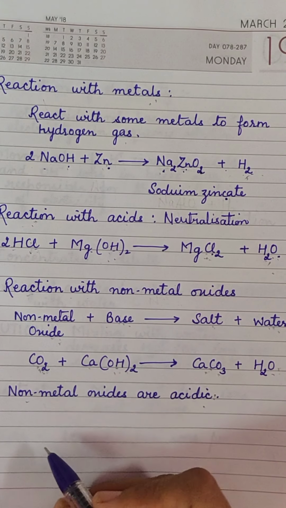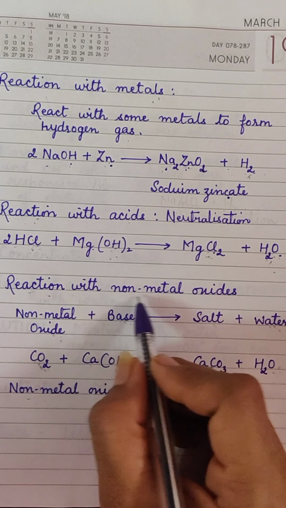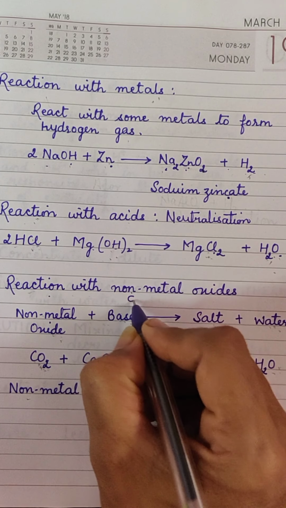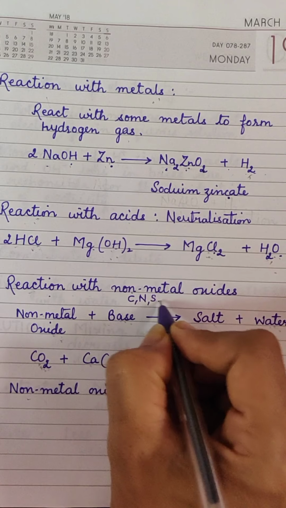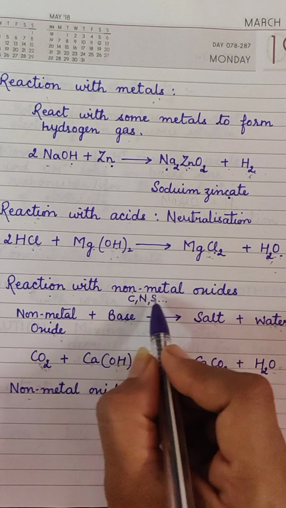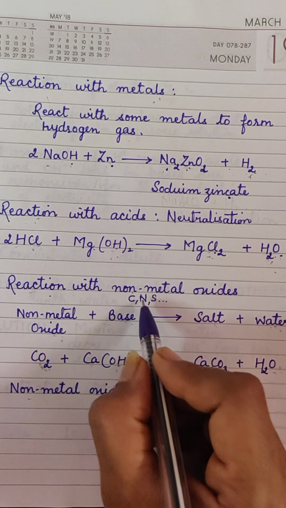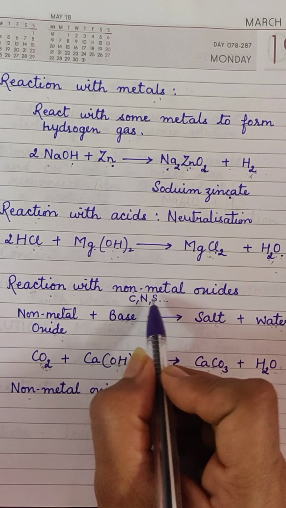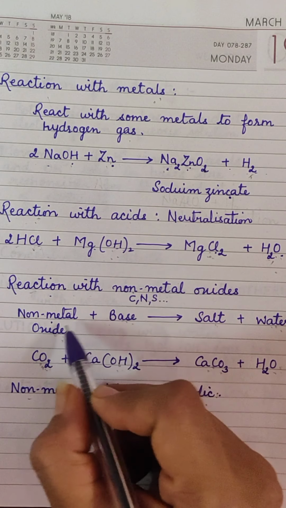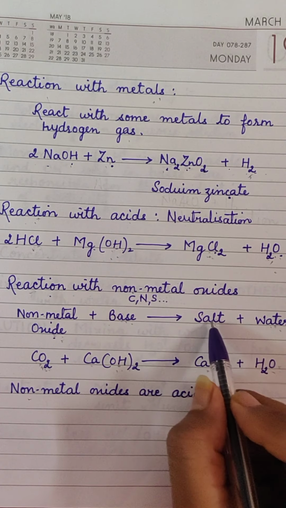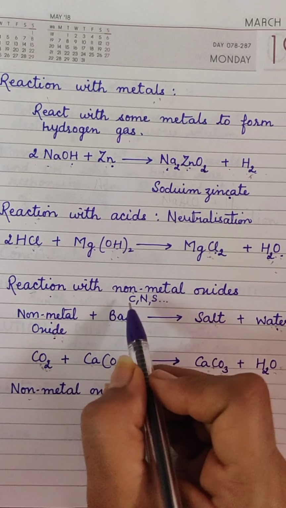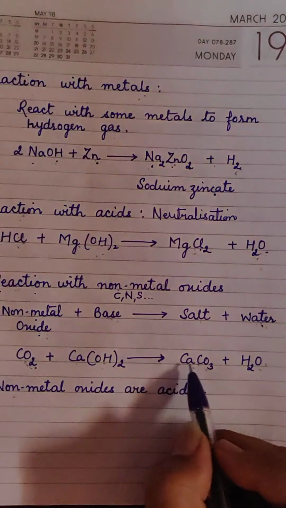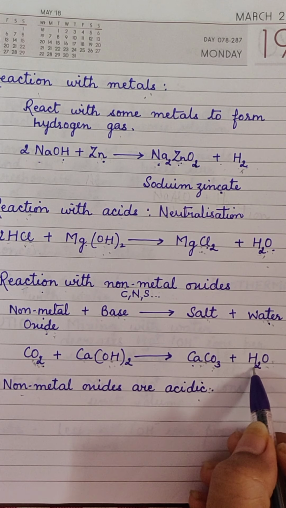Okay, the next property is the reaction of bases with non-metal oxides. Some non-metals are like carbon, nitrogen, sulfur, etc. These are typical non-metals, and their oxides are carbon dioxide, nitrogen dioxide, sulfur dioxide and so on. So bases will react with the oxides of these non-metals, and they will form salt and water. So carbon dioxide reacts with calcium hydroxide and they form calcium carbonate and water.